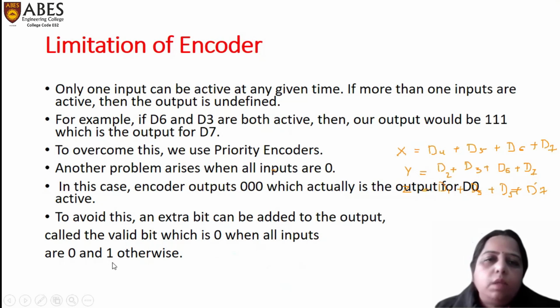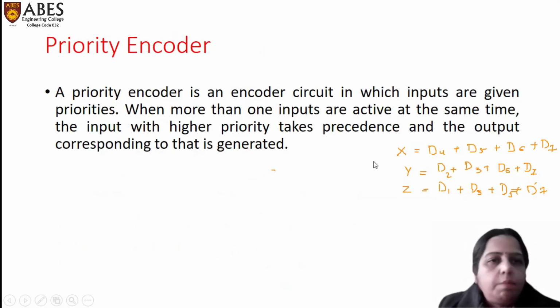So to overcome these two problems, that is the problem of all the zeros and the problem of when more than one input is 1, or when more than one input is active, we would be using priority encoders. Now we would come to the next topic, that is priority encoder. Now, what is a priority encoder?